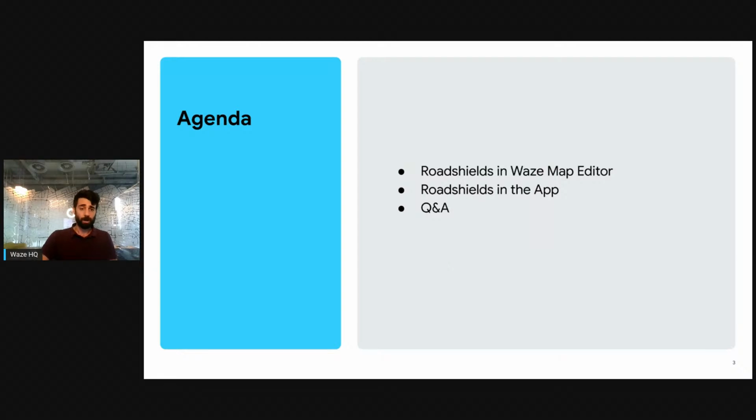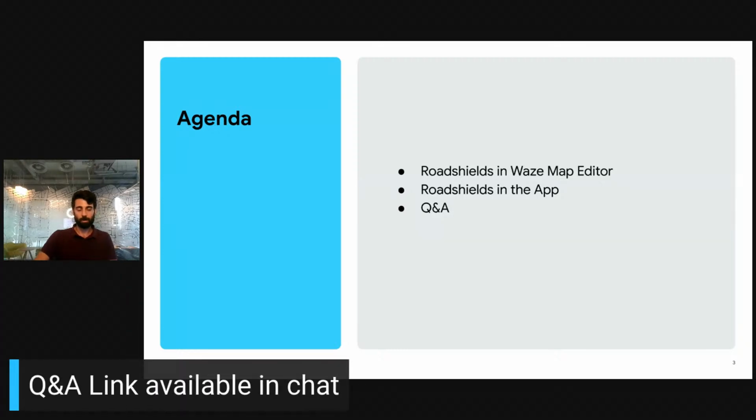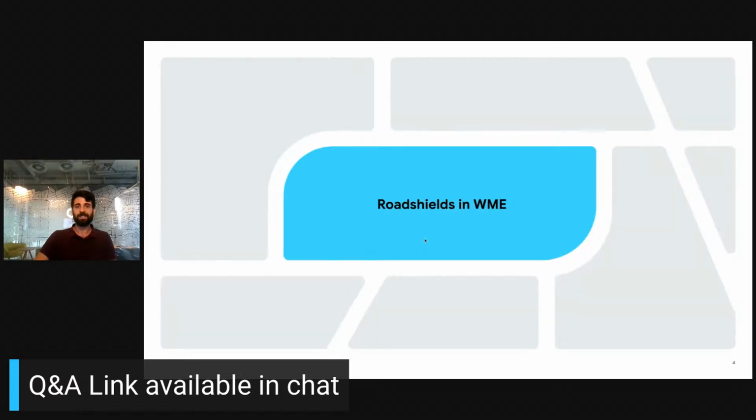So what we're going to talk about today. First, I'm going to talk with you about the Waze map editor and Roadshield in it, which is now rolled out to production. Second, Michal and Eitan will speak about the Roadshield in the app. And then, as I said before, we're going to have a Q&A and we'll be ready to hear all your questions and hopefully also answer them.